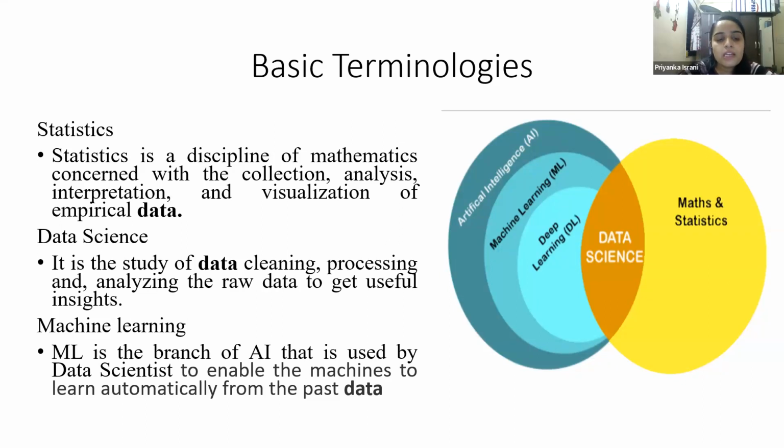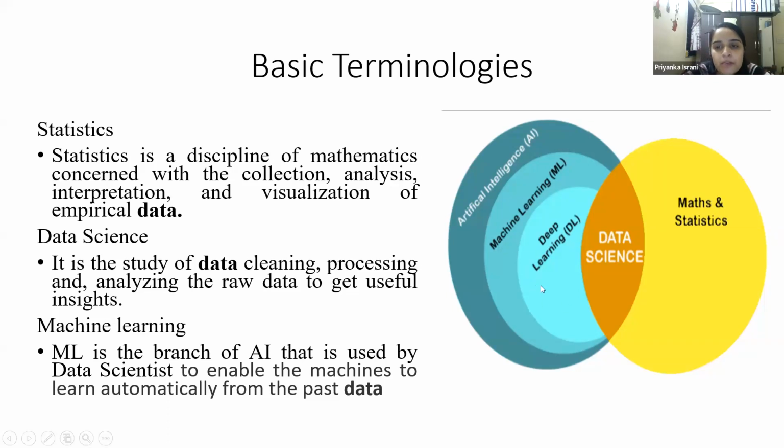Say I am giving the data of the last 10 years of house prices in the US. The algorithm will train on that data. Then when I ask what will be the price of this house after 10 years, it will give some value, say 5,000 USD or whatever. That is the predicted value. So machine learning algorithms train on past historical data and get insights about the future.